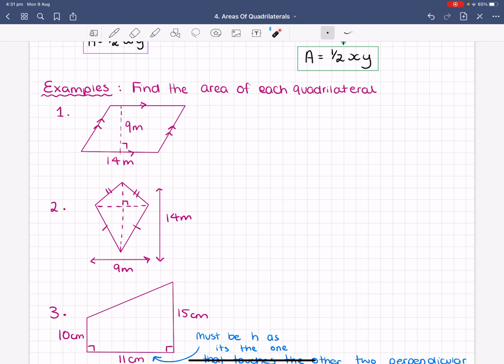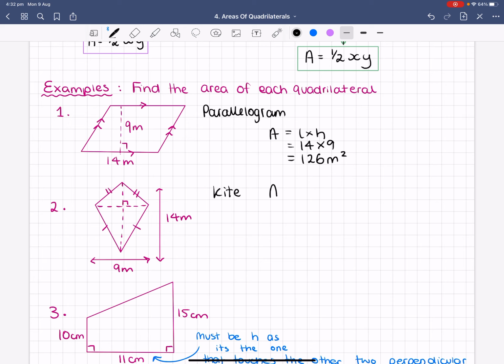Okay, so find the area of each quadrilateral. Our first shape that we've got is a parallelogram. So because it's a parallelogram, the area is length times height, which is equal to 14 times 9. And that's 126 meters squared.